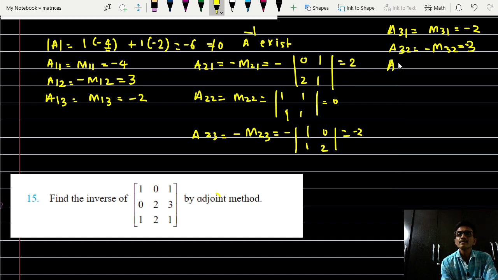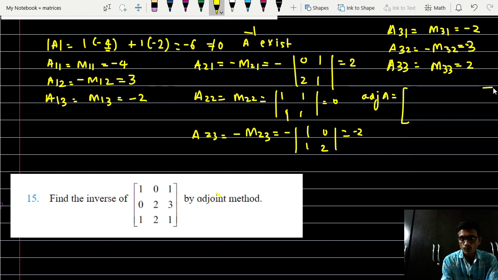फिर A33 is equal to M33. व्हाट इज दैट? थर्ड रो और थर्ड कॉलम डिलीट करना है: 1, 0, 0, 2 आएगा. सो एक्सपेंशन ऑफ दिस इज 2 ओनली. So we are getting all cofactors. फिर इसके बाद adjoint लिखना है आपको. Adjoint of A is equal to transpose of the matrix of cofactors.